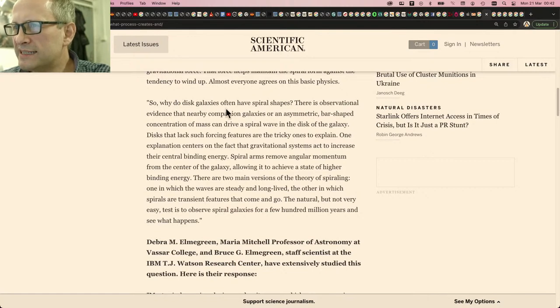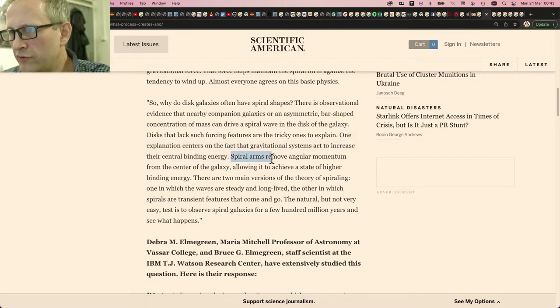So why do disk galaxies often have spiral shapes? There is observational evidence that nearby companion galaxies or an asymmetric bar-shaped concentration of mass can drive a spiral wave in the disk of the galaxy. Disks that lack such forcing features are the tricky ones to explain. One explanation centers on the fact that gravitational systems act to increase their central binding energy.